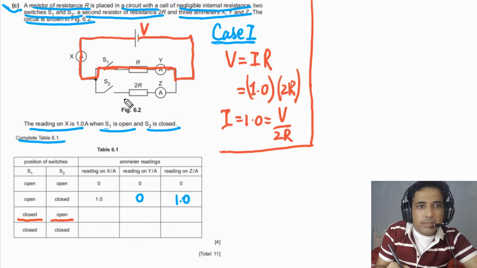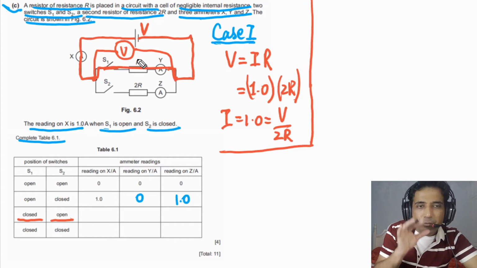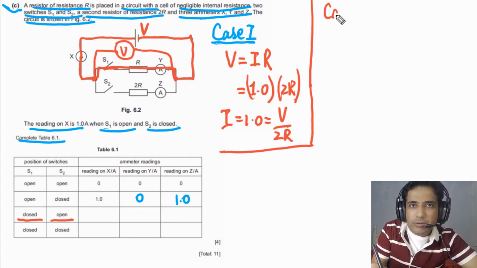In this case, you can see the potential difference across these 2 points, mean potential difference across this resistor, is equal to V. So if you connect your voltmeter between these 2 points, or simply if you connect voltmeter across this resistor, reading on this voltmeter will be equal to V. So we can write down here for second case, Case 2, we have potential difference V.